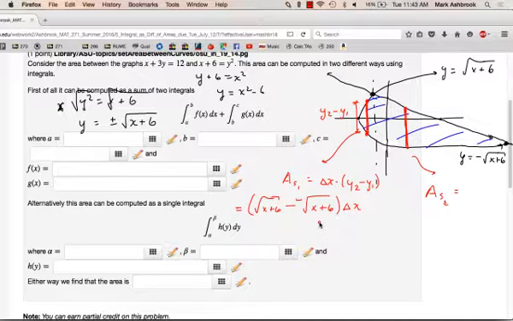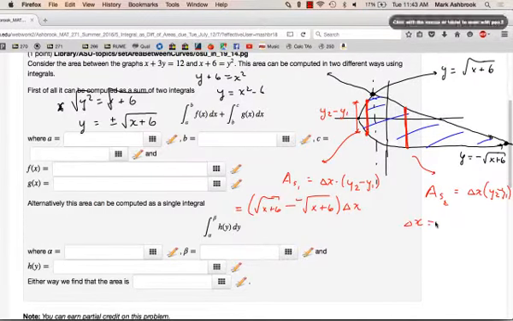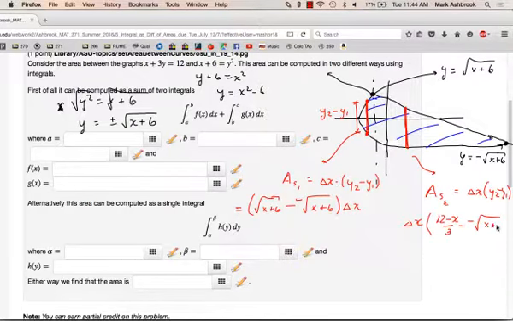Okay, second one then is, again, base is delta x times height is, again, y2 minus y1. But now our y2 is different, right? The y1 is the same. It's this bottom curve here, the negative radical x plus 6. But the top is, solving for y, 12 minus x all over 3. So again, y2 minus y1, but now y2 is 12 minus x all over 3, and then minus y1, negative radical x plus 6.